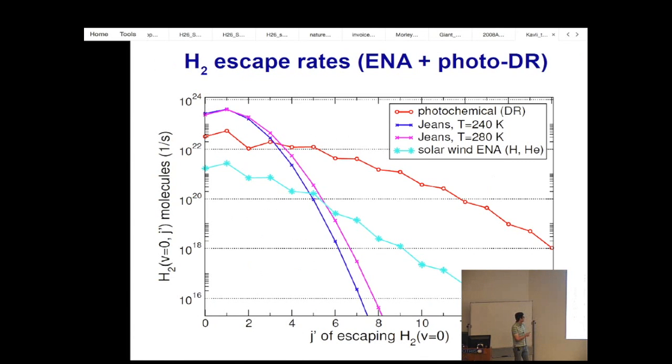And finally, when all that is put together, we can get this kind of graph, where, for example, these two curves would correspond to two cases of Jeans escape, which is dominant for hydrogen, and then there would be a photochemical escape of hydrogen with all these processes taken into account, and finally the contribution from the solar wind energetic neutrals.